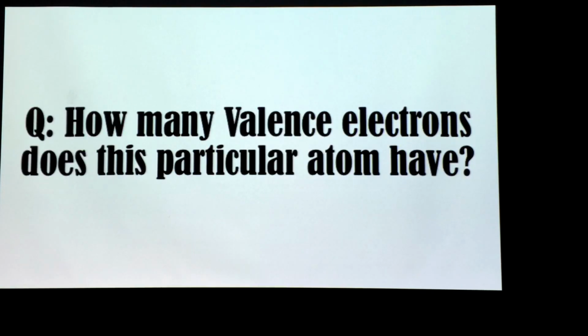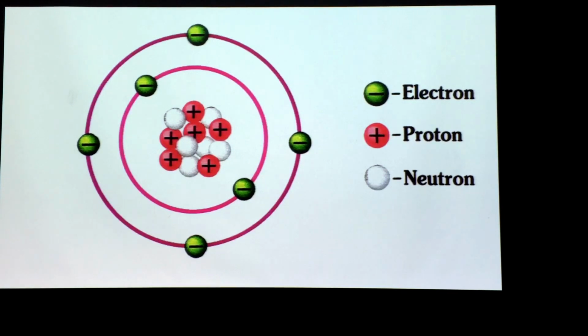Another question. How many valence electrons does this particular atom have? Valence electrons. Very important word to remember. The valence electrons, by definition, are the electrons in the outermost shell. So how many valence electrons? In this particular atom, there are only 4, because the valence electrons are the electrons hovering in the outermost shell. How many electrons does it have total? Well, 2 plus 4, 6 electrons.